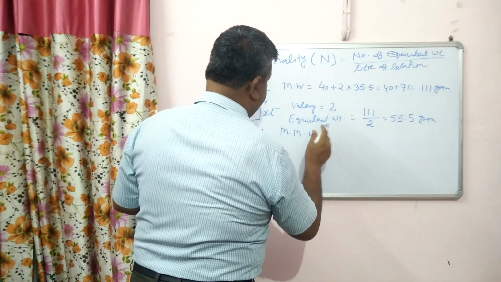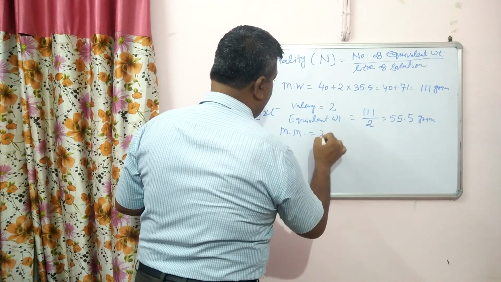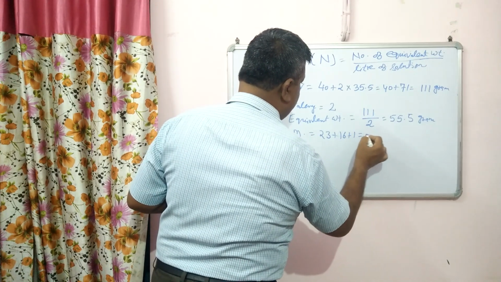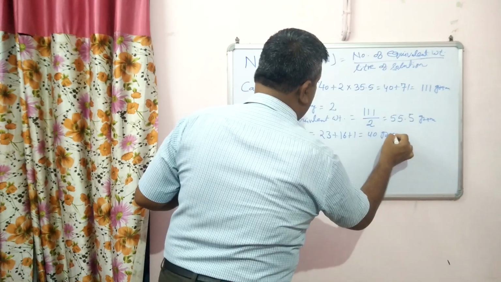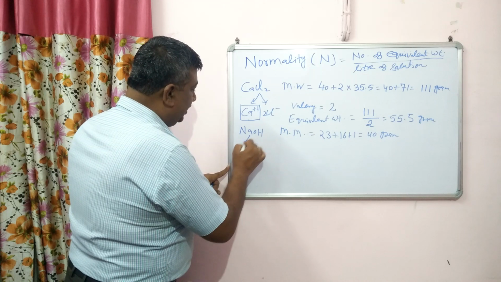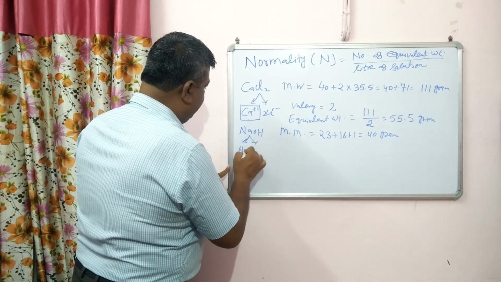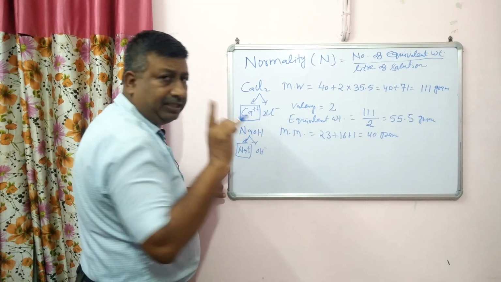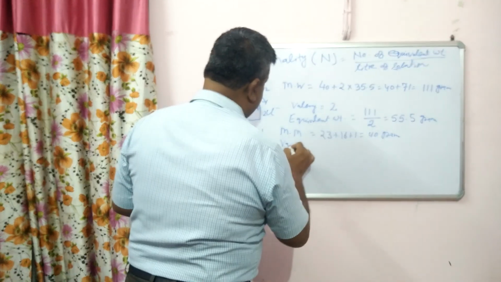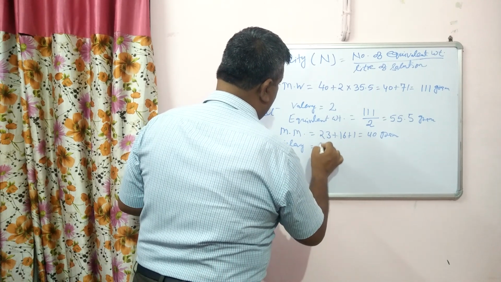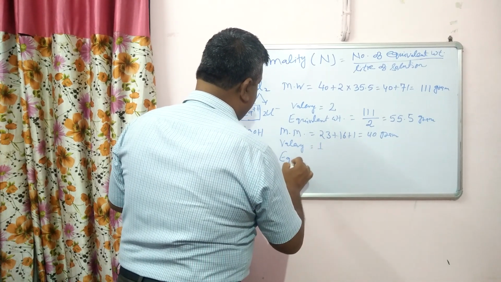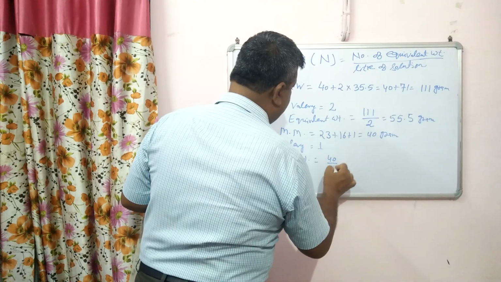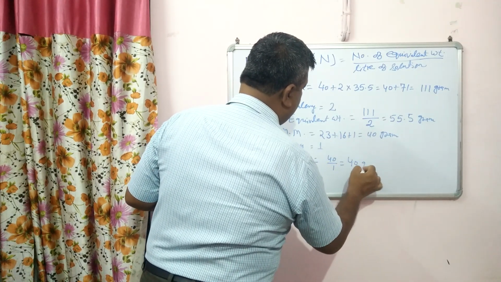Molecular weight of NaOH is Na 23, oxygen 16, hydrogen 1, that is 40 gram. Now what would be the valency of NaOH? It is dissociated as Na+ and OH−. So here valency is 1 because there is only one positive ion. So valency is equal to 1. So equivalent weight of this NaOH is equal to 40 divided by 1, that is 40 gram.